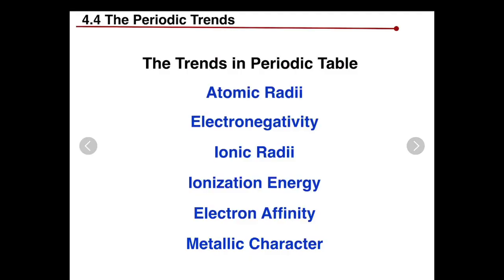So this is the trend that we are going to take a look at. We are going to take a look at the size of an atom, or atomic radii. We're going to look at the electronegativity, the trend in ionic radii, the trend in the energy associated with ionization, and the trend in electron affinity. The last one is the trend in metallic character.